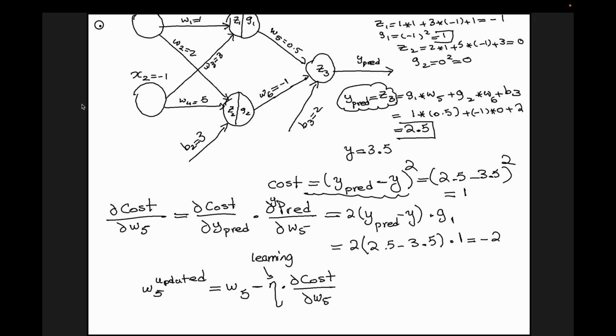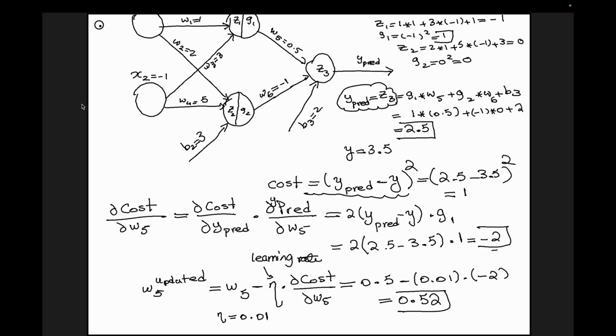There are a lot of discussions of how to find this learning rate, but for now, please accept from me that we are using a number like 0.01. This is arbitrary for now, but later on we will learn the science behind these things. So that would be our old W5, which was 0.5, minus our learning rate, 0.01, times what we found for this partial derivative, which was negative 2. So our new updated weight would be 0.52. Perfect.